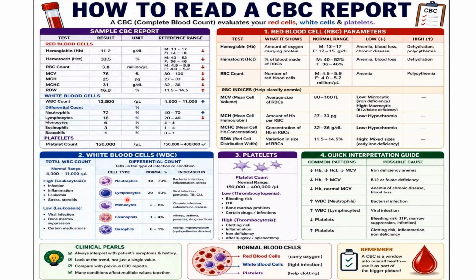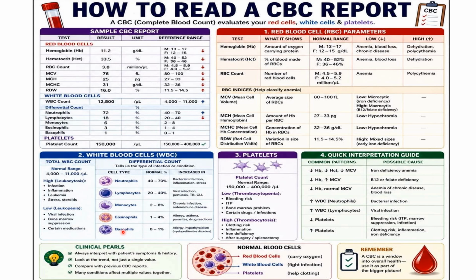Then lymphocytes, normal range is between 20 to 40%. It is increased in conditions such as viral infection, pertussis, then tuberculosis, chronic lymphocytic leukemia. Monocytes, normal range is 2 to 8%. It is increased in cases of chronic infection, autoimmune disease. Then eosinophils, normal values between 1 to 4%. It is increased in allergy, asthma, then parasites, drug reactions.